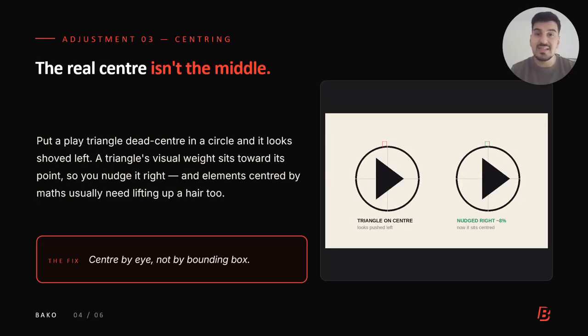Moving on to number three, the center isn't always in the middle. The reason for this is because shapes like triangle, for example, have this uneven edge, and visually it doesn't look balanced. So to fix this, you need to nudge it a bit to the right to create this balance. And mathematically, again, it doesn't seem like it's in the center, but visually, once you look at it, the right example looks like it's in the middle because of how the shape interacts visually. You need to create that imbalance so it seems perfect. So center it by eye, not by the bounding box.